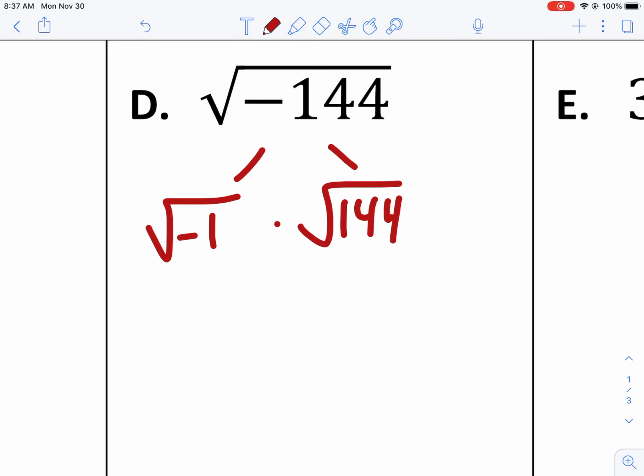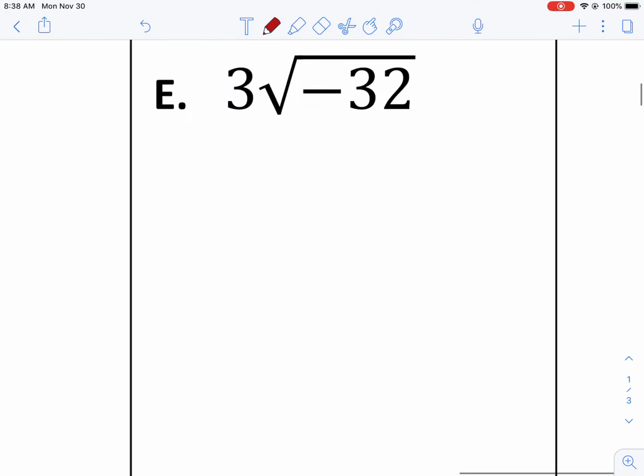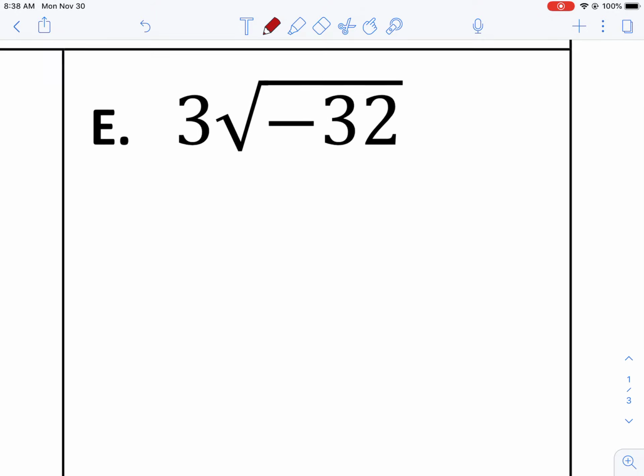So we already did from example C, the square root of 144 is 12, and then the square root of negative 1 is i, so this answer is just going to be 12i. So that's something that you've got to watch out for. We're going over imaginary numbers again because I feel like we didn't exactly get it the first time.